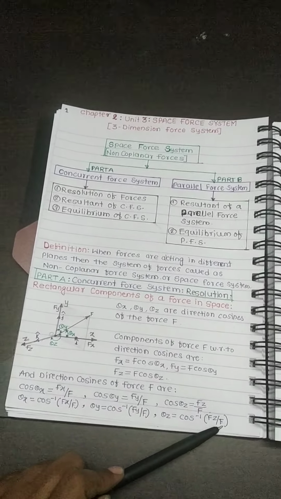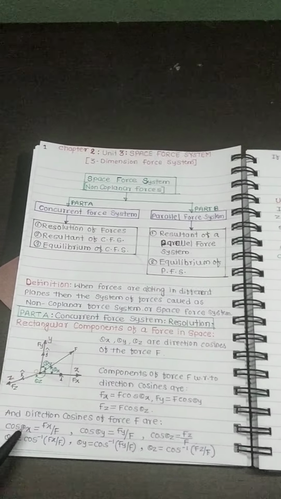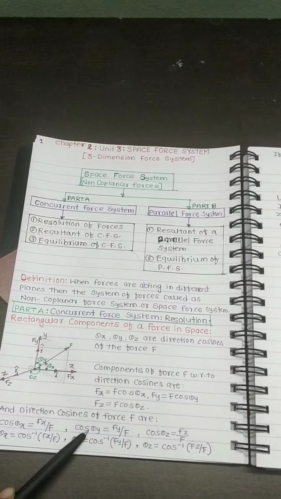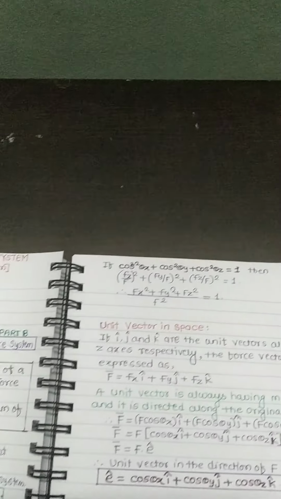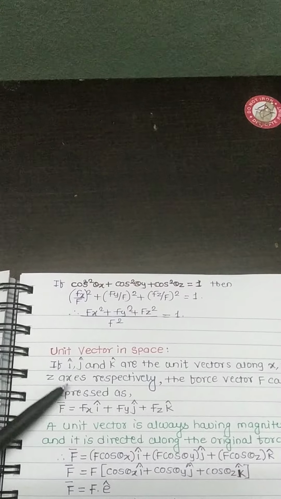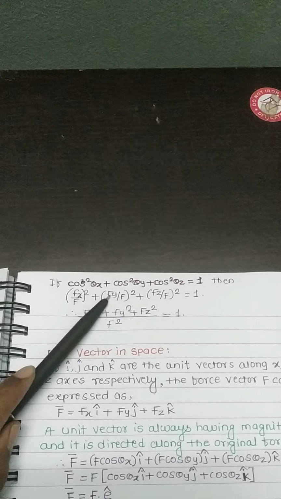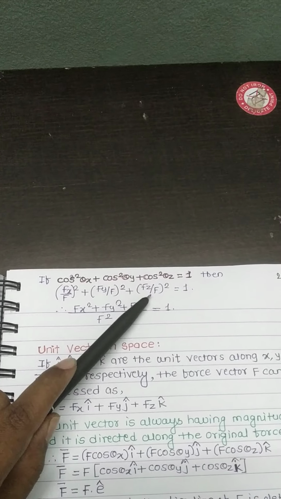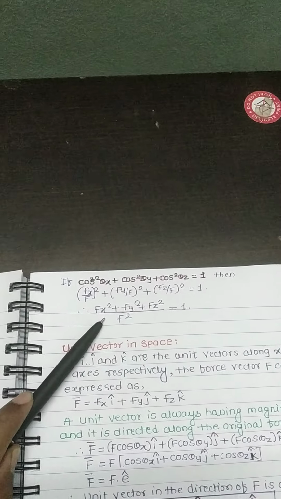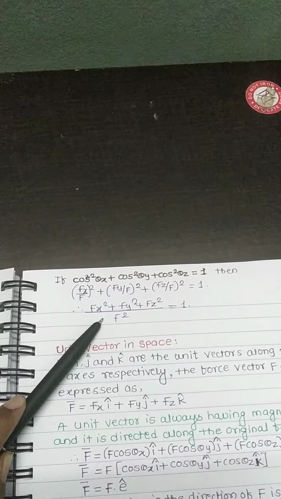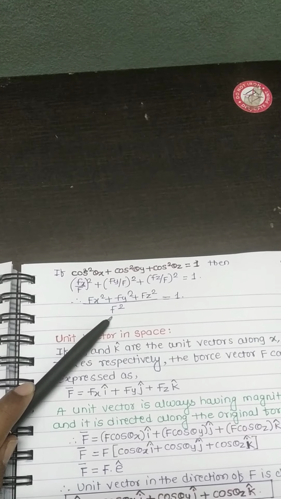With this expression, we can say that cos square theta x plus cos square theta y plus cos square theta z equals 1. And as we express this, we get the equation (Fx upon F) whole square plus (Fy upon F) whole square plus (Fz upon F) whole square equals 1. And the total expression will be Fx square plus Fy square plus Fz square upon F square equals 1.